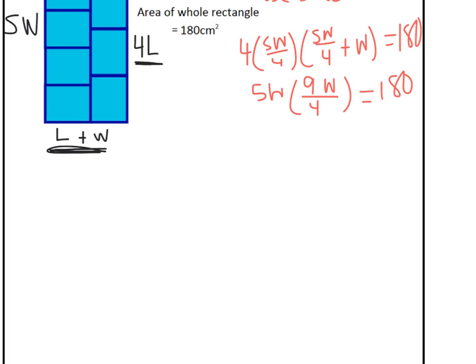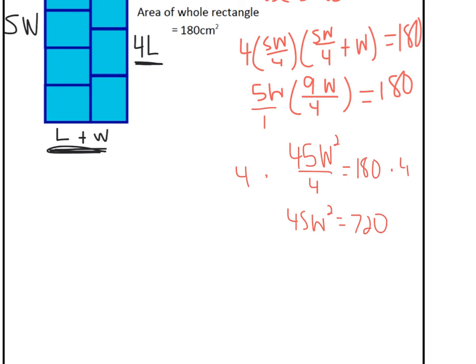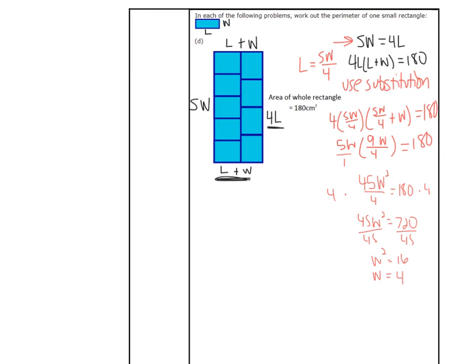So multiplying these two together, I would get 45W squared on top, and this fraction is over 1, so 1 times 4 over 4 is 180. Let me solve by multiplying on both sides times 4. So that 45W squared is 720. Then I'll divide 45 on both sides. W squared is 16. And so W must be 4. Negative 4 wouldn't make sense because we're measuring in centimeters. So W is 4.